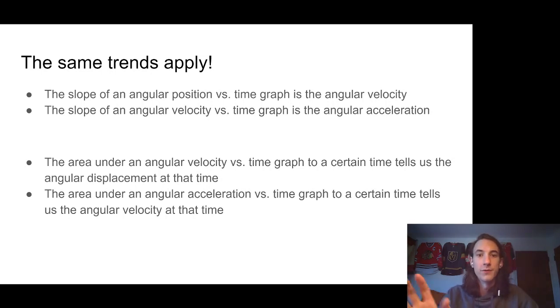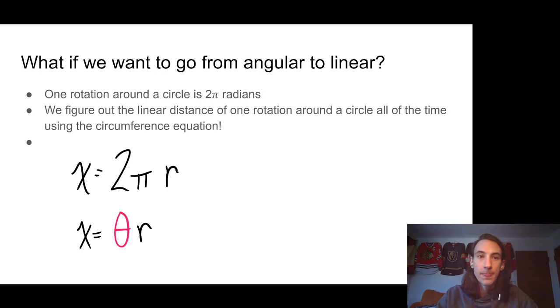And then going backwards, from right to left, the area under an angular velocity versus time graph to a certain time will tell us the angular displacement at that time, and the area under an angular acceleration versus time graph to a certain time will tell us the angular velocity at that time. When we were dealing with linear stuff, we said we can figure out the area underneath the velocity versus time graph, and that'll tell us the displacement. Same thing applies when we're dealing with rotational objects.